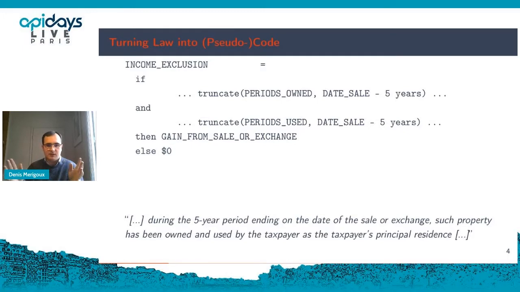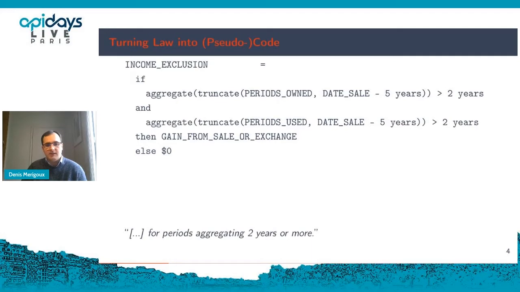And this is actually an ambiguity that we have to resolve, and currently this has been resolved through a regulation, which is the equivalent of the administration of the US saying, okay, if you want to interpret that law, you have to interpret it in that way. And it's also supported by case law. So we code that by separating the periods of ownership and the period of usage, and we have to truncate them with the 5-year period to respect the wording of the law. And then we can aggregate them and compare them to the threshold of 2 years.